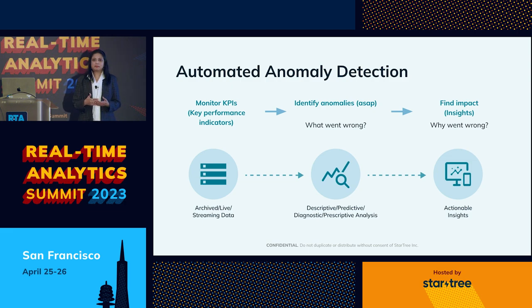Well, the first step is to monitor those KPIs, identify the critical KPIs. Identify anomalies as soon as they occur and find the impact. That is very important. What is the impact to the end user, and how can you enable those actionable insights so your end users can take the necessary action at the right time?